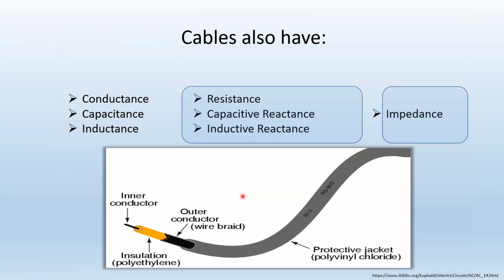Now, when it comes to cable, so we know now what impedance is. That was a whole long lesson here. Now, we're getting to the punchline of this whole thing. Cables also have conductance, capacitance, and inductance. Conductance is the opposite of resistance. Capacitance, the opposite of capacitive reactance, and so on. So they have that, which means all cables will have impedance.